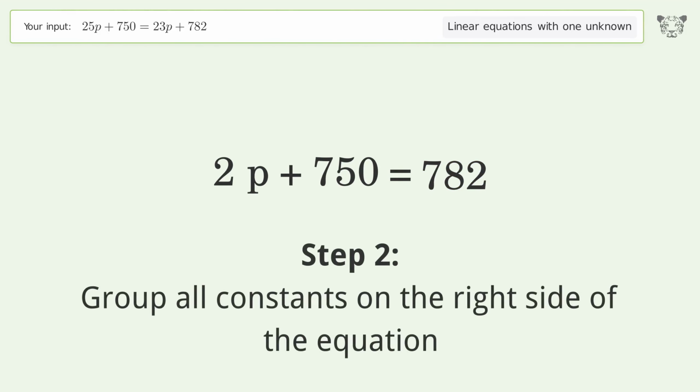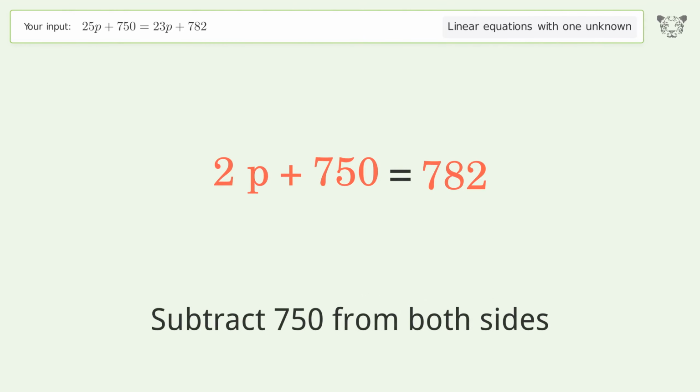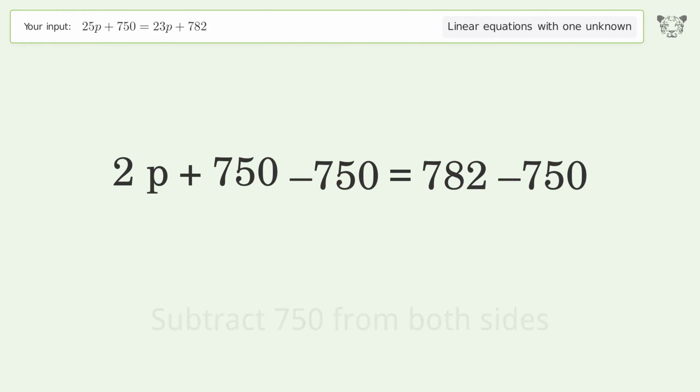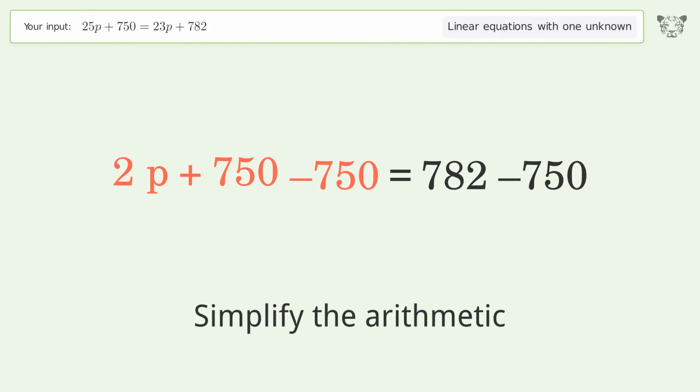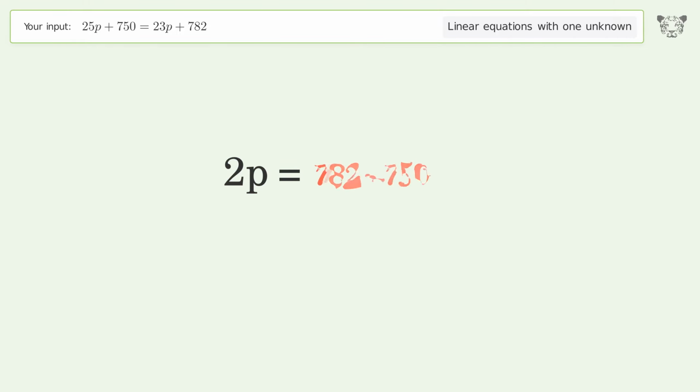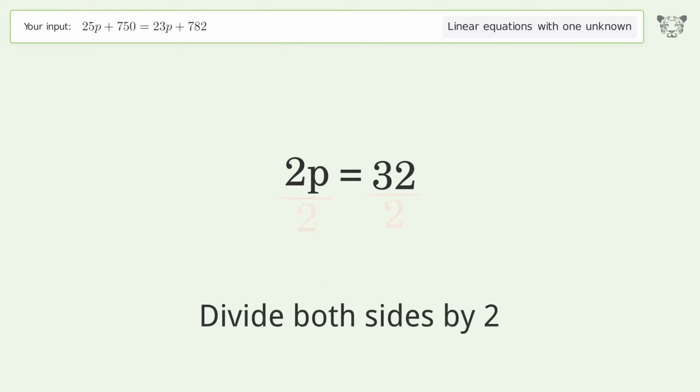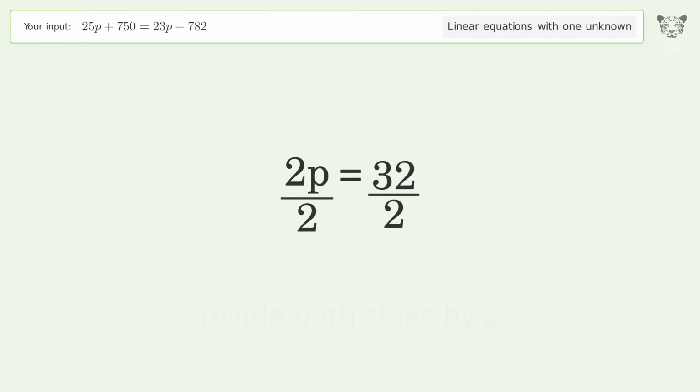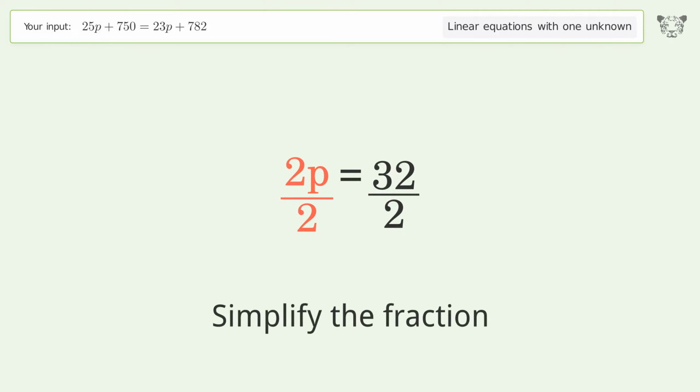Group all constants on the right side of the equation. Subtract 750 from both sides. Simplify the arithmetic. Isolate the p. Divide both sides by 2. Simplify the fraction.